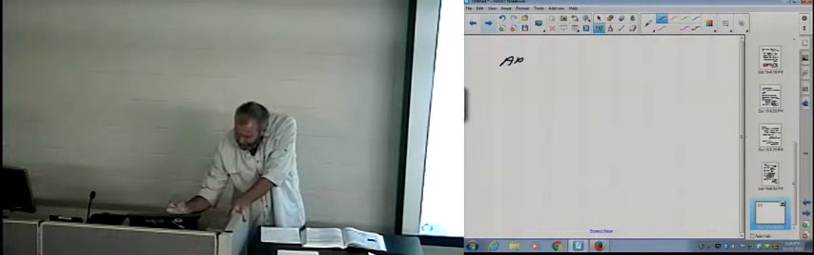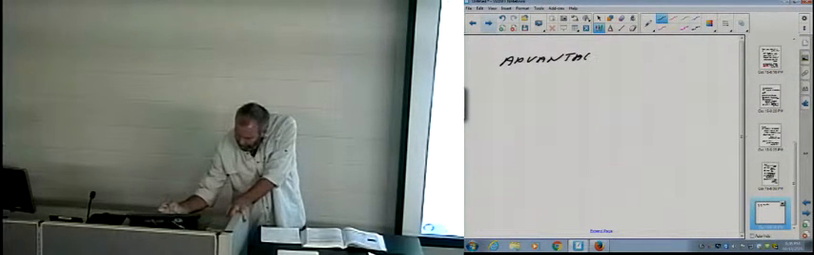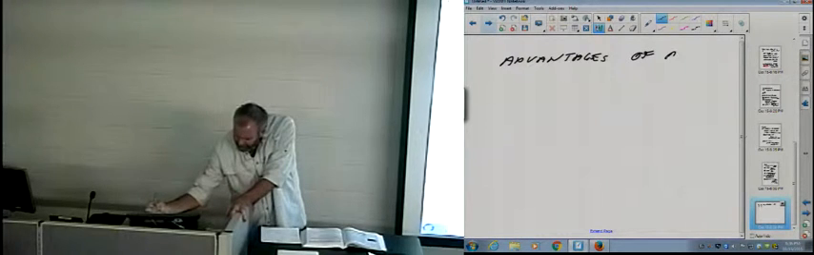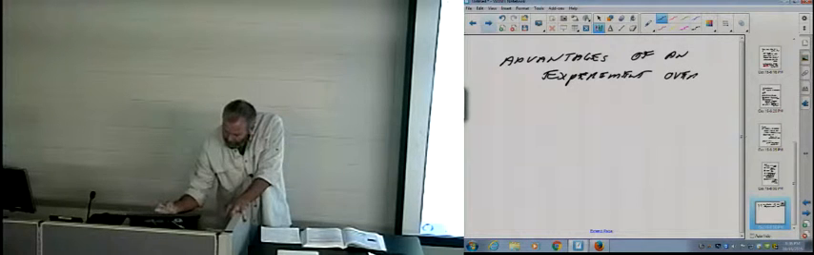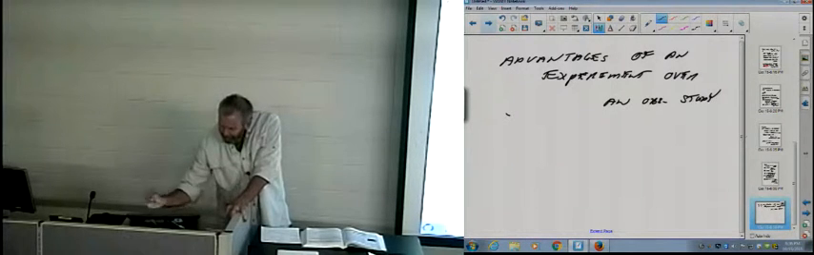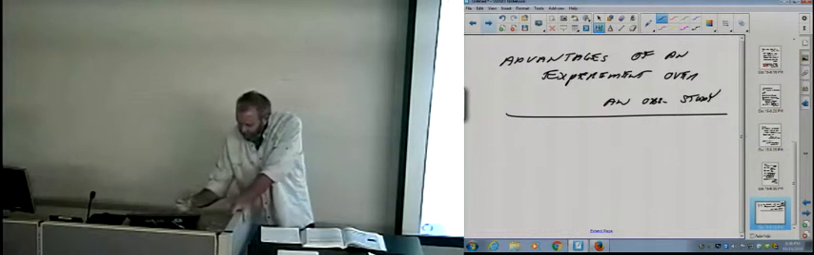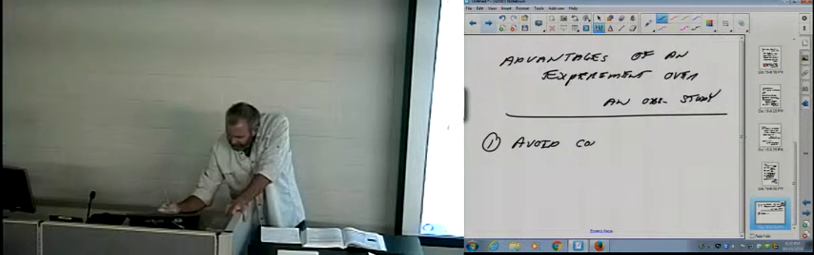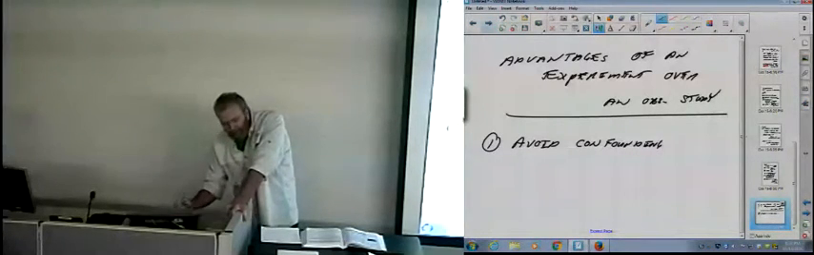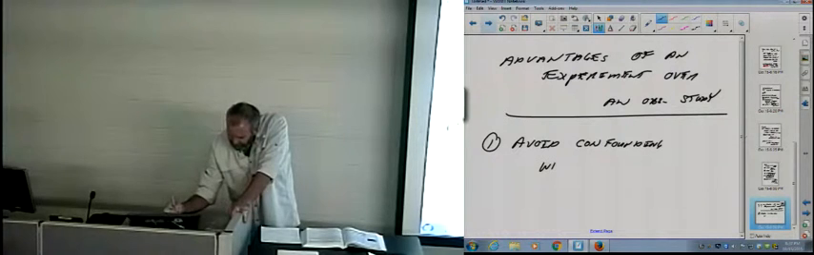Advantages of an experiment over an observational study. One, we avoid confounding. That was the problem with an observational study. We assign subjects.